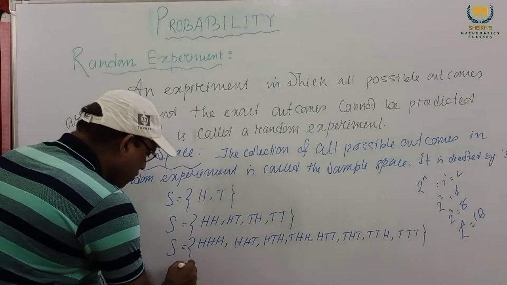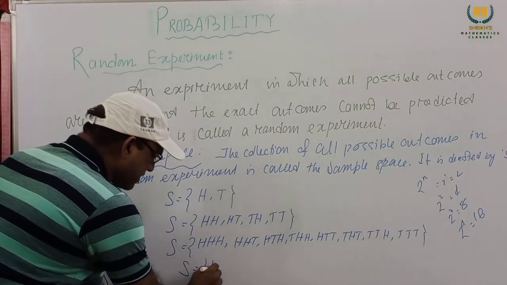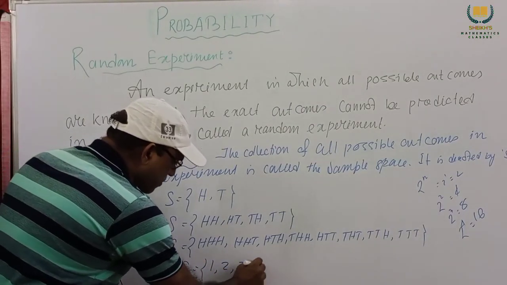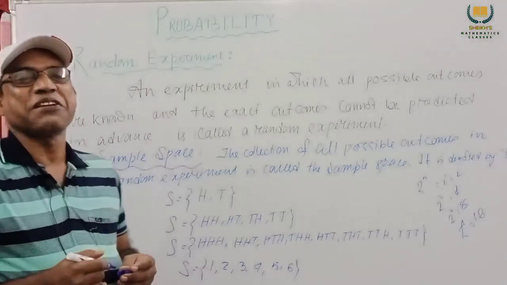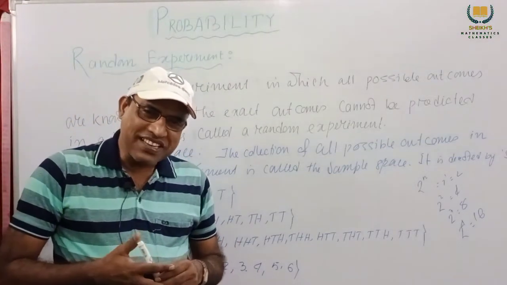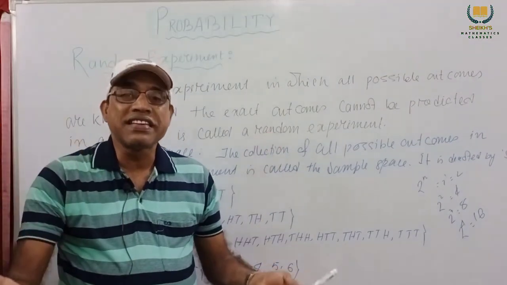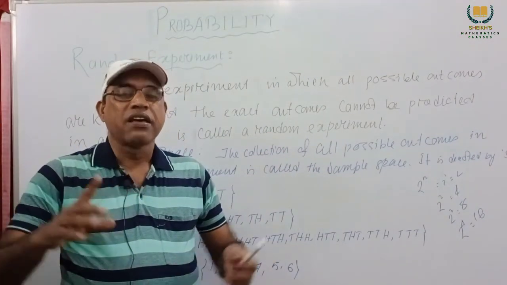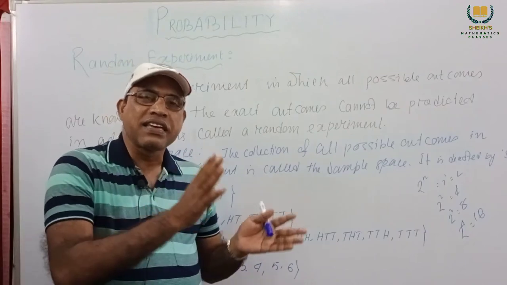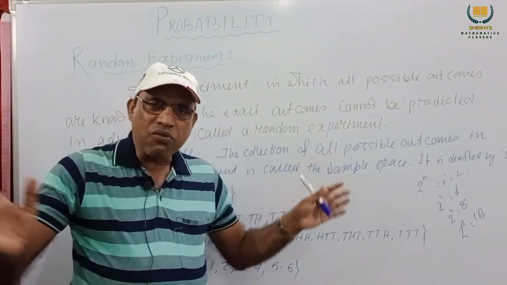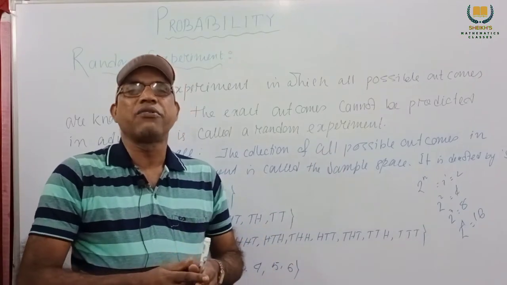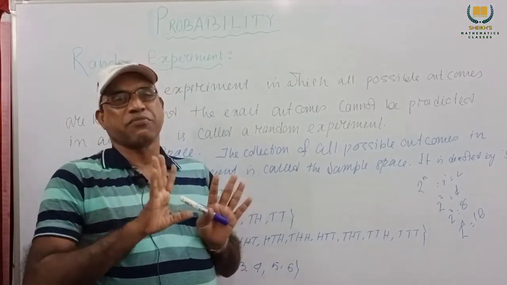Now, if we throw a die, it has 6 results, 1, 2, 3, 4, 5, 6. This is our sample space. So, sample space is clear? That means how many results, outcomes means results. In a random experiment, we collect all the possible outcomes, then we construct a set. This is called sample space.